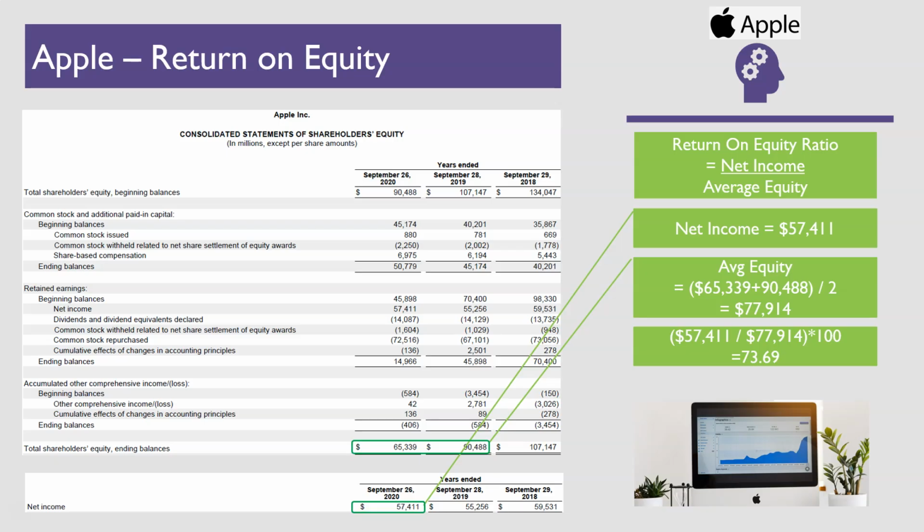When we take the net income of $57.4 billion over the average equity of $77.9 billion, we come up with a return on equity ratio of around 73.7%. So what does this mean for Apple? Well, this tells us that with equity of $100, Apple is able to generate a profit of around $73.7. Overall, this is a really high return on equity by Apple.